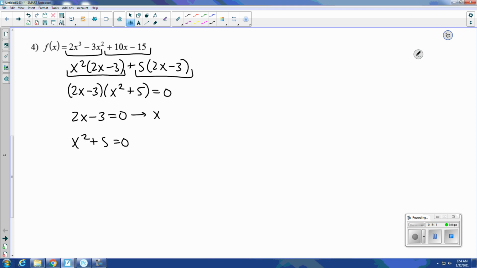Linear, so we're just going to get x equals 3/2. There's one solution. And then for the other one, we have a quadratic with no linear term, so let's just solve directly for x. We're going to get x squared equals -5, x equals plus or minus the square root of -5. So again, don't forget those plus or minuses when we're using that square root property. And with a negative square root, we're going to say this is plus or minus i root 5.